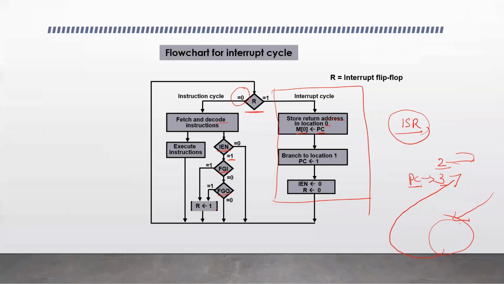We assume that the interrupt instruction will be there at location 1. And IEN is set to 0. The ISR, the set of instructions, will be executed in the interrupt, and IEN needs to be set to 0 because it is serviced now and the interrupt is completed. So IEN is set to 0 and R is set to 0.